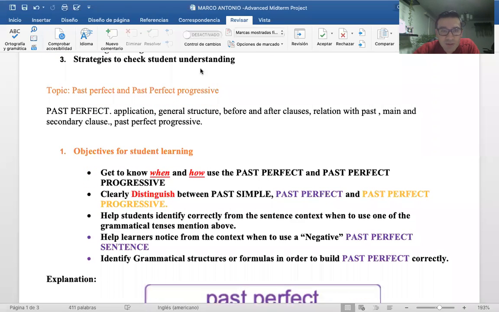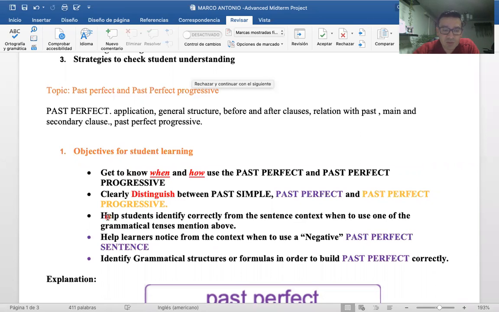Okay, let me just activate my spotlight right here. The first objective will be to get to know when and how to use the past perfect, and of course, past perfect progressive as well. It's almost the same thing. And the second will be to clearly distinguish between the past simple, past perfect, and past perfect progressive.